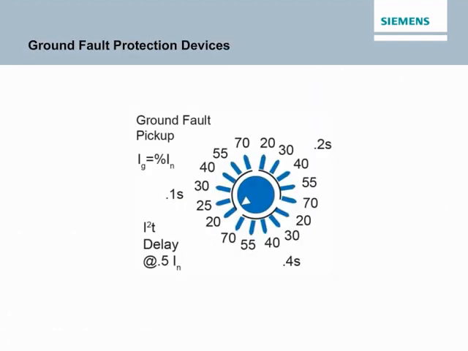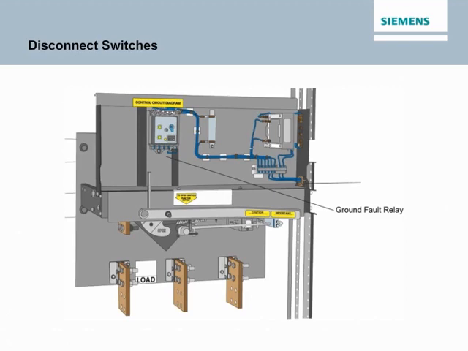Ground fault protection is often provided through an optional feature of a circuit breaker. In such cases, the circuit breaker is frequently equipped with fixed or variable settings for ground fault pickup, the level of ground fault current required to trip the breaker, and ground fault time delay, the interval of time the breaker will remain closed after a ground fault is sensed. These settings are useful for coordinating protection throughout a facility. Ground fault protection can also be supplied with some disconnect switches, such as the bolted pressure switch shown.